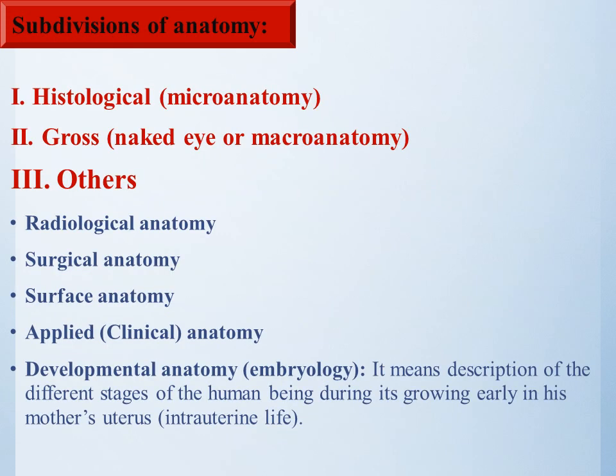Anatomy is subdivided into histological or microanatomy, gross or macroanatomy, and other subdivisions like radiological anatomy, surgical anatomy, surface anatomy, applied or clinical anatomy, and embryology or developmental anatomy. Embryology describes the different stages of the human during intrauterine life, that is, growing early in the mother's uterus.